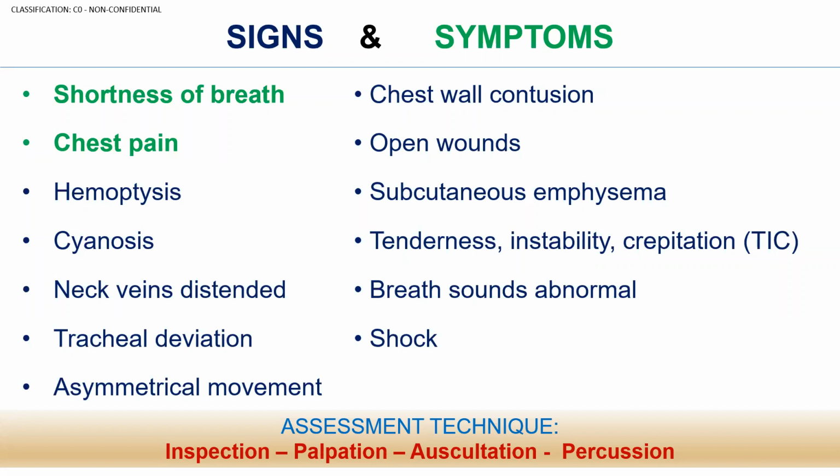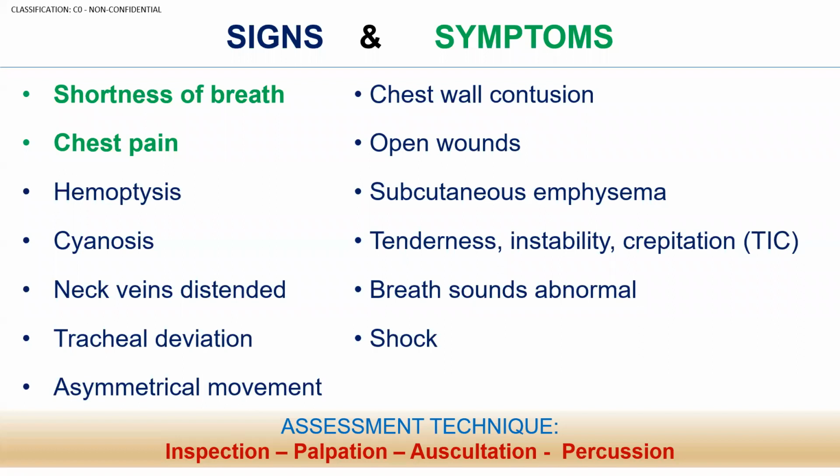In terms of palpation, what can we palpate on those 3 organs? We can palpate for tracheal deviation. Asymmetrical chest movement, we can see. We can also see chest contusions. We can also inspect open wounds. Subcutaneous emphysema is more on palpation. Okay. And next is tenderness, instability, and crepitation when you're doing your palpation.